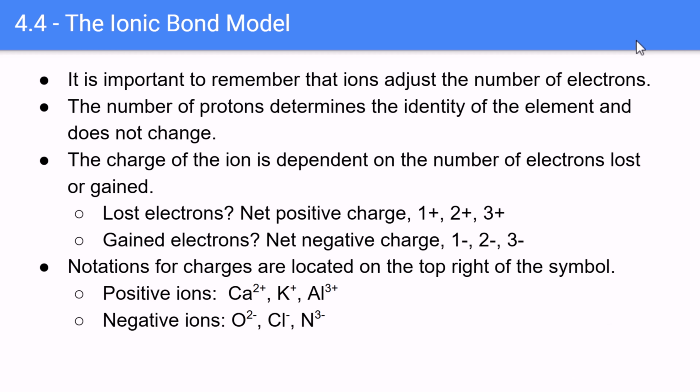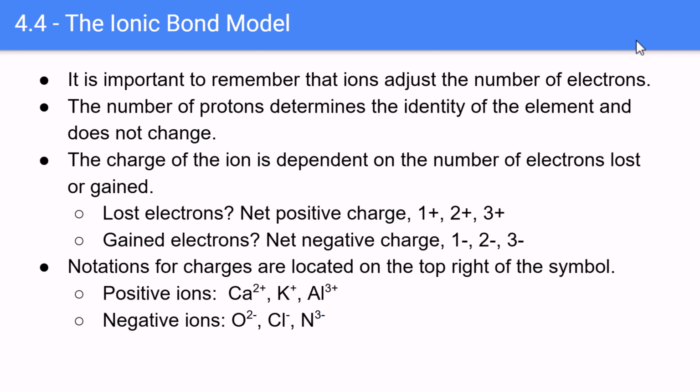As I mentioned before, it is important to remember that ions adjust the number of electrons. We cannot adjust the number of protons to match the charge because that changes the identity of the element, and we cannot do that. The charge of the ion is dependent upon the number of electrons lost or gained. So depending upon how many electrons we've lost, we could have a net positive charge of +1 if we've lost just 1 electron, +2 if we've lost 2 electrons, +3 if we've lost 3 electrons, etc. If we've gained electrons, then we have a net negative charge, and that can be -1, -2, -3.